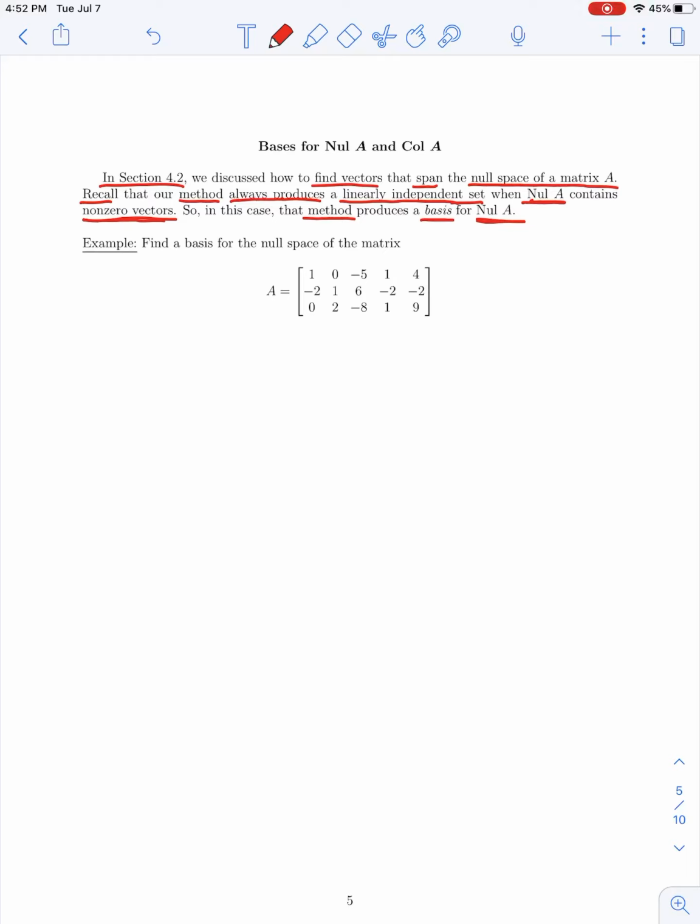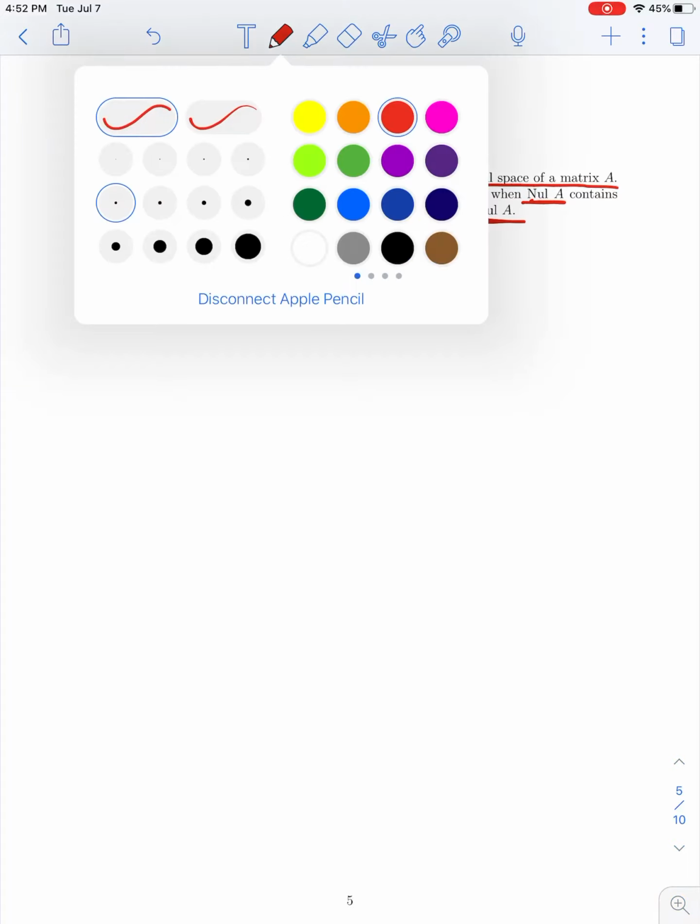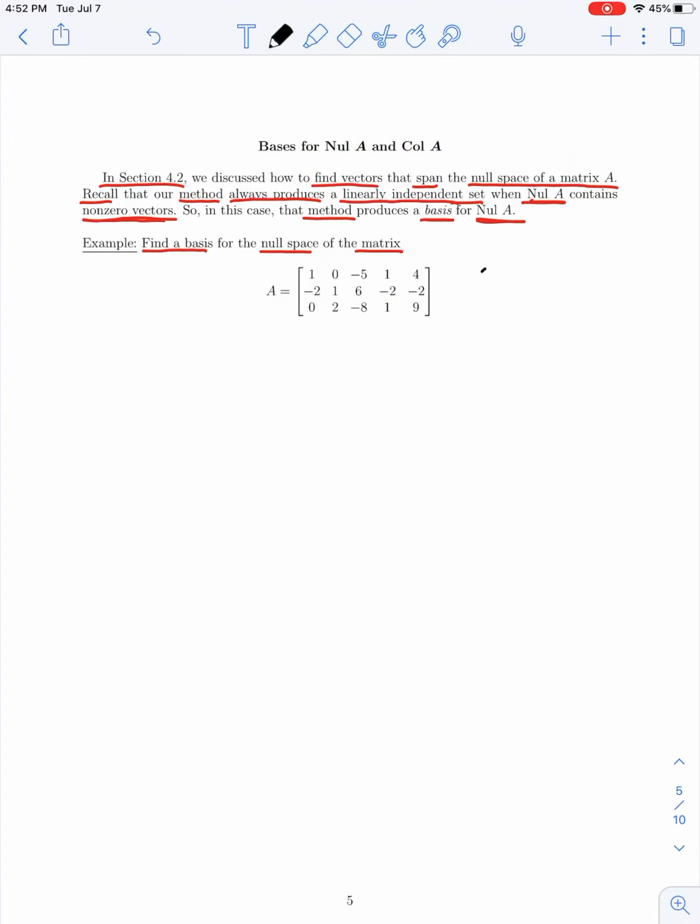So let's look at an example of this. In this first problem, we're given a 3 by 5 matrix A, and we are asked to find a basis for the null space of that matrix. So recall, the null space of a matrix is the set of all vectors x which are mapped by the matrix A onto the 0 vector.